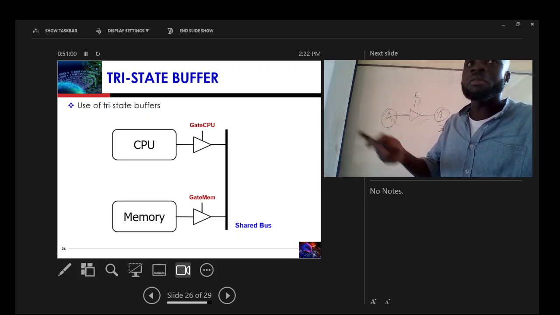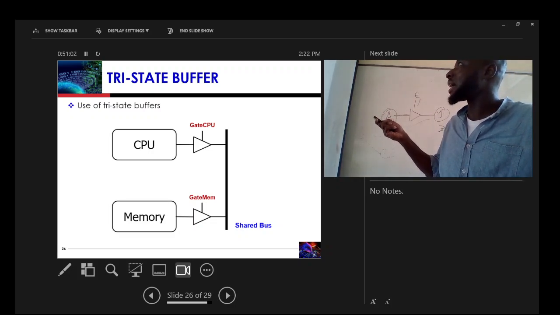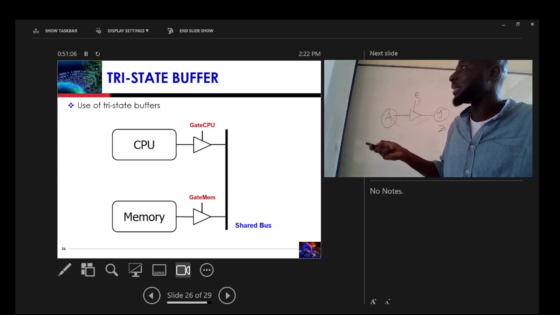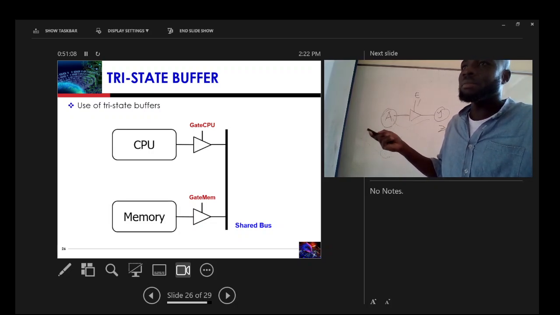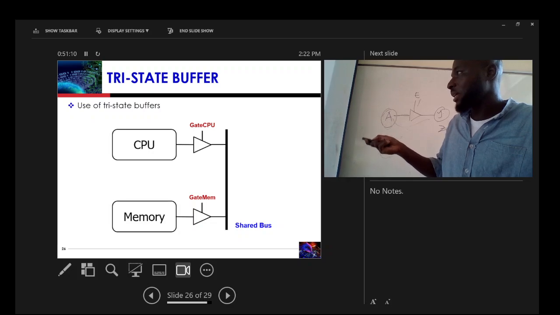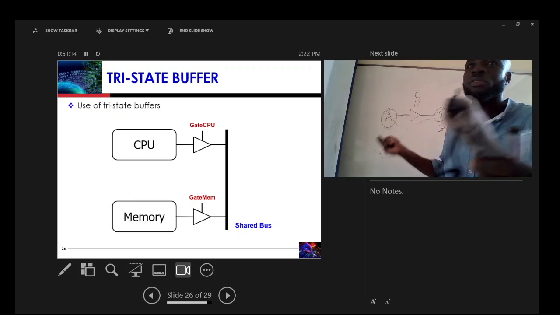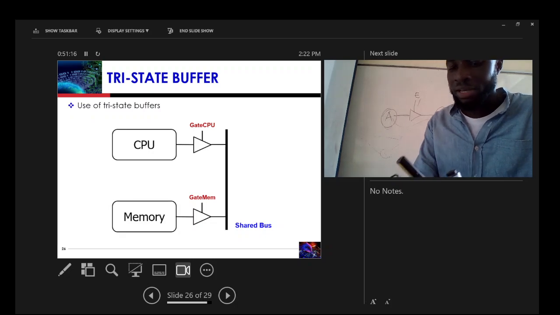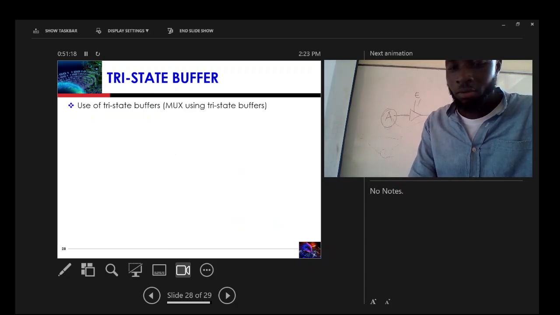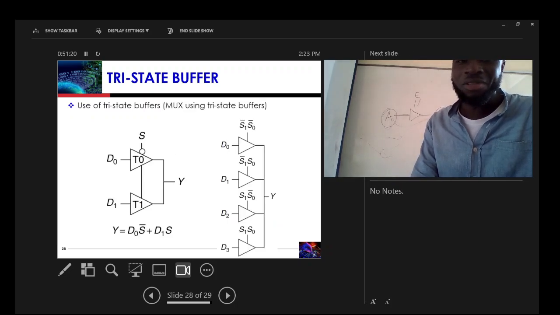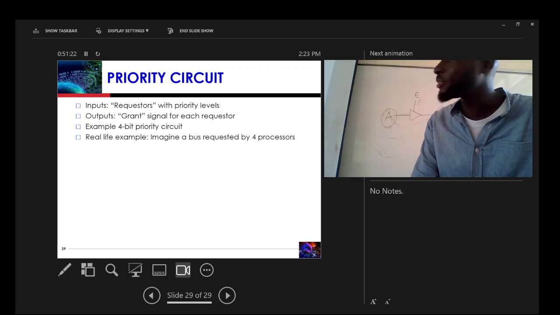And if the CPU is not using the bus, all it does is make this 0, so that it is left at floating or high impedance. Then if this other one also wants to use the bus, it enables here, and then it can use the bus. So that's one use of the tri-state buffer. You can use logic gates to design your tri-state buffer.